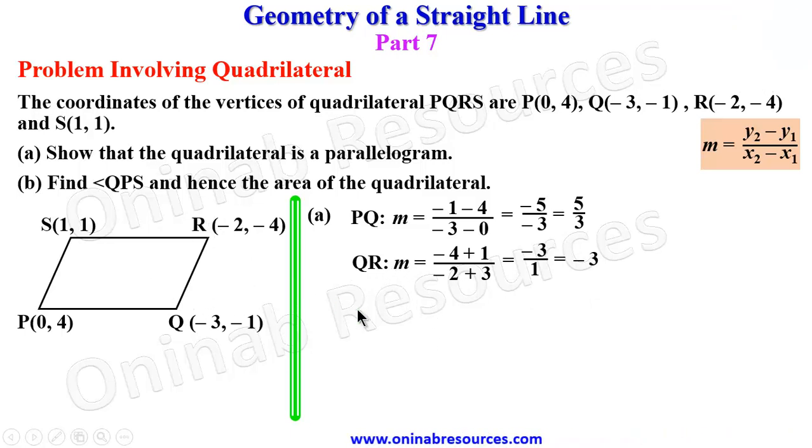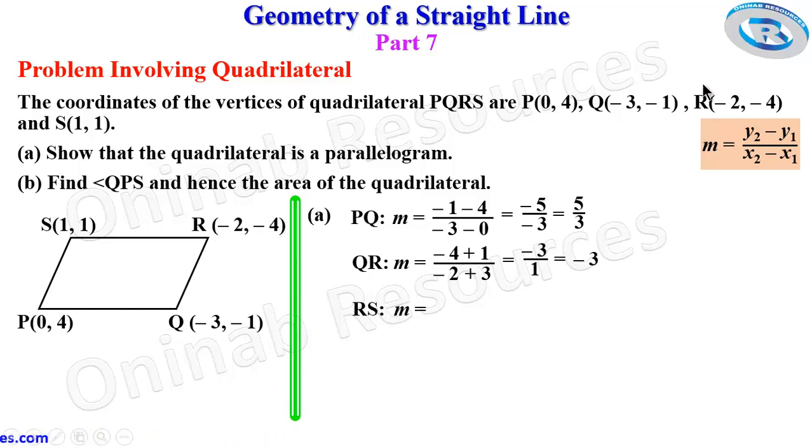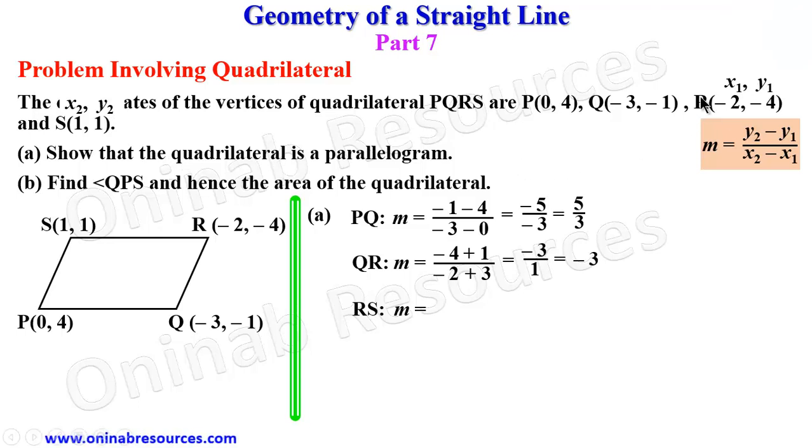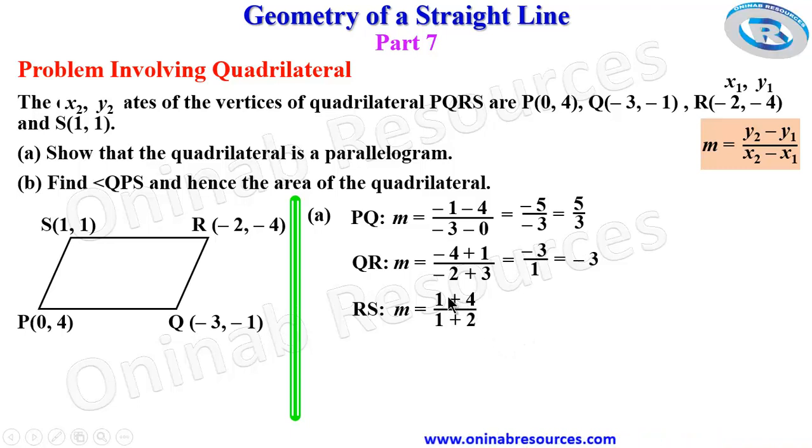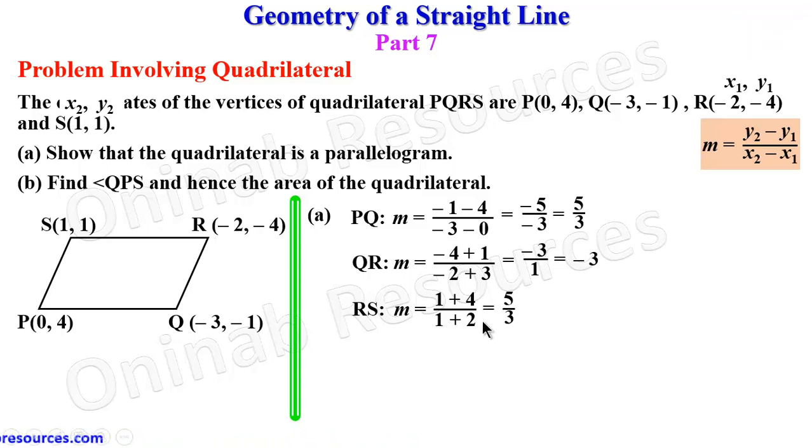We then go for RS, still maintaining our m for the gradient. Our R is going to be x1, y1, and our S is going to be x2, y2. We have our y2 to be 1, so we have 1 minus -4, which gives +5, over x2, which is 1, minus -2, which gives +3. So we have 5 over 3. So that's all for RS.